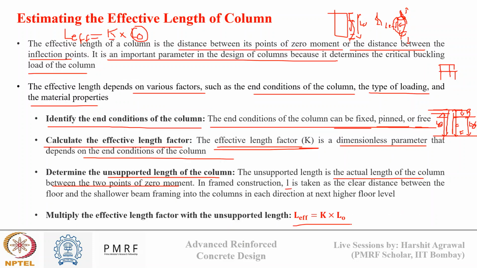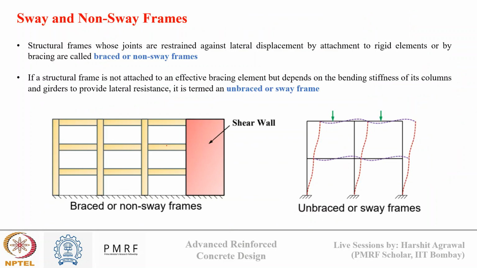So we saw when we were discussing effective length factor, it depends upon the end conditions of the column. And by end condition, it is not just the kind of support, fixed support or the pin support that we are talking about. It also depends upon the type of frame that we are dealing with. There are two types of frame. There can be a sway frame or a non-sway frame.